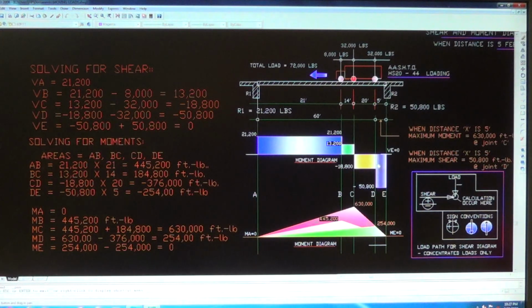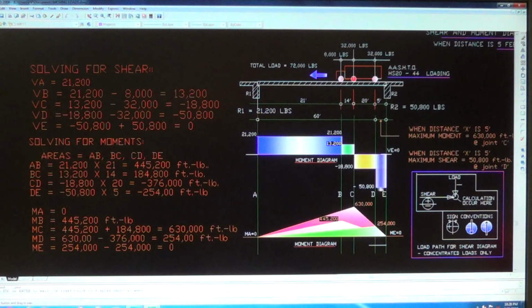Now the area CD. Looking at the shear there, it is negative 18,800. The height of this is 18,800. To get the area, you multiply it by the width, which is the lever arm of 20. So CD is minus 18,800 times 20, which is negative 376,000 foot-pounds. This area here is 376,000 foot-pounds. Now we're done with that.